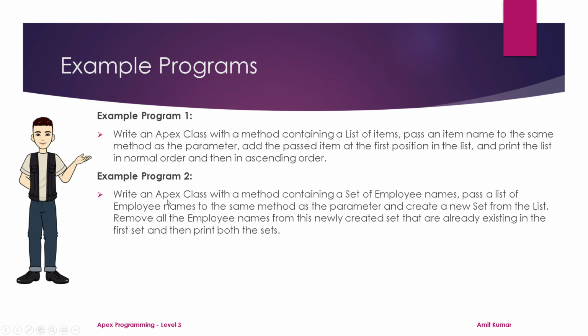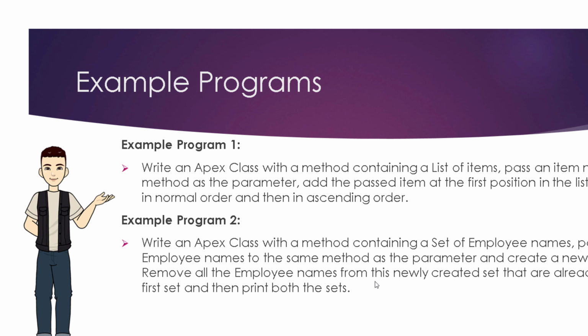So what we will do, we will create a class, we will create a method and inside that method we will create a set for employee names. We will also pass a list of employee names to the same method as a parameter and from that list we will create a new set. In this newly created set, we will remove all the employee names that are already existing in the set which we have already created in the method and then we will print both the sets. So let's see the program.